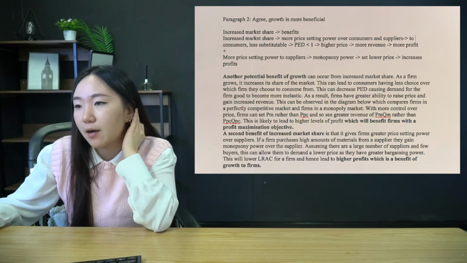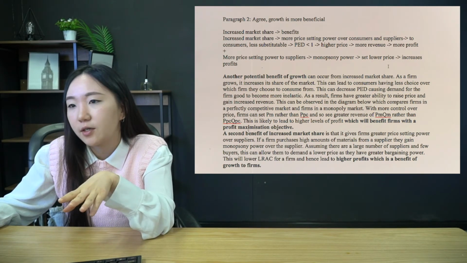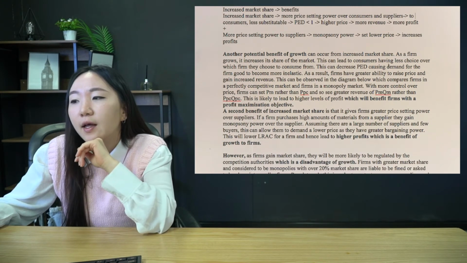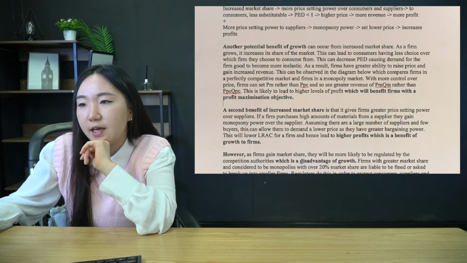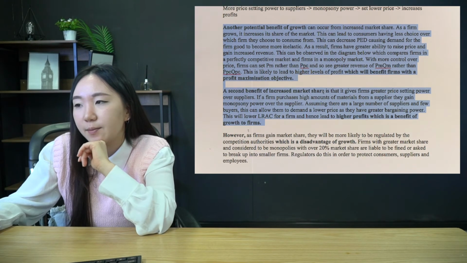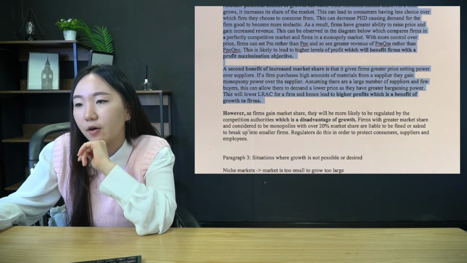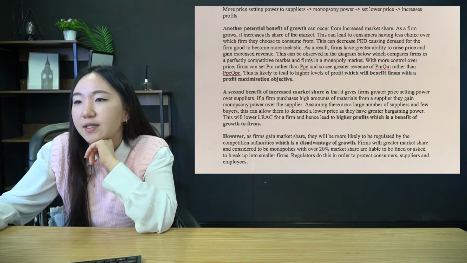So more price setting power to suppliers, monopsony power, therefore they can set a lower price for materials and that increases profits also. So again, I have done this is the KAA part here. I've split up monopsony and consumer just so you can see it a bit more clearly, but that is just one paragraph really. And then again, the opposite side. So you can see I've sandwiched it again.